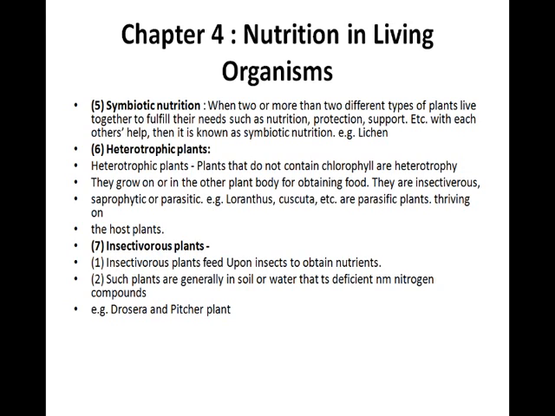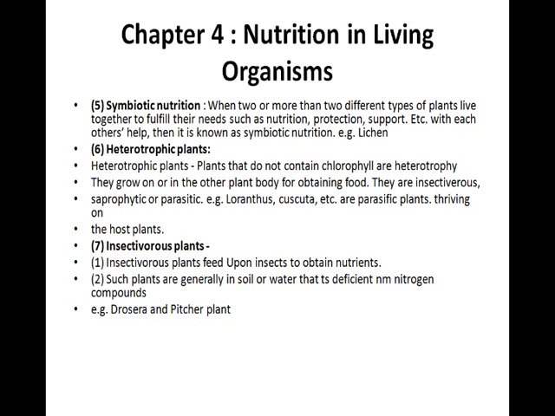Okay. Heterotrophic plants. Heterotrophic plants are those plants that do not contain chlorophyll. They grow on or in other plant bodies for obtaining food. They are insectivorous, saprophytic or parasitic. Examples are Loranthus, Cuscuta, etc. The parasitic plants thrive on the host plant.